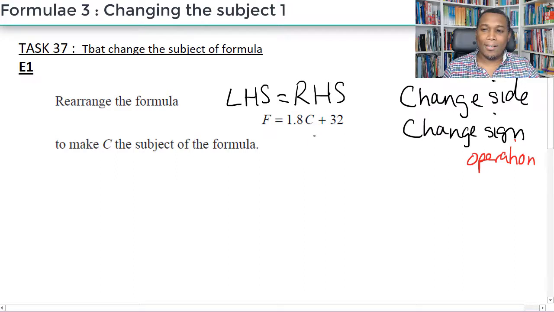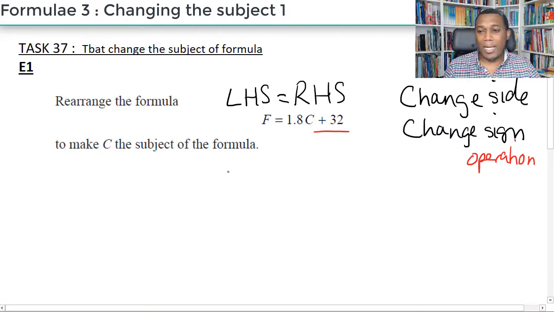And that means the plus 32 needs to go. It's the first thing that needs to go. And it's on the right hand side. So the equal sign is in the middle, F is to the left, 1.8C plus 32 is to the right. And if I want C all by itself, it's going to end up by itself on the right hand side, then plus 32 has to go on to the left hand side. And the rule is if you change the side, you have to change the sign. So plus 32 on the right has to become minus 32 on the left.